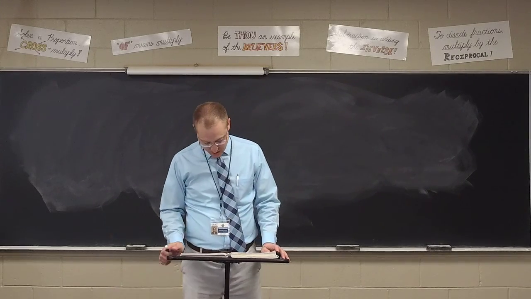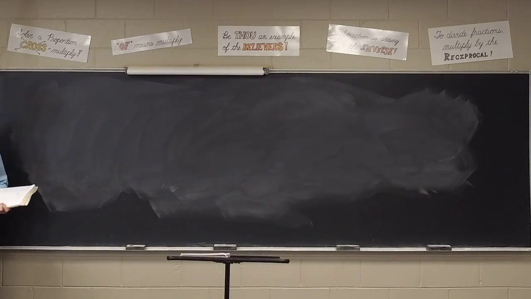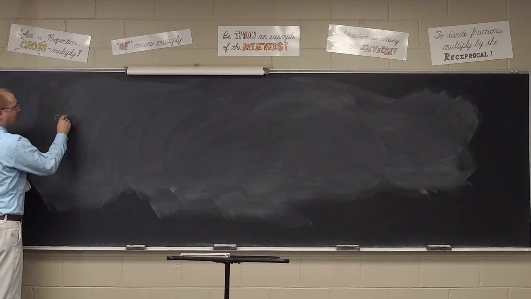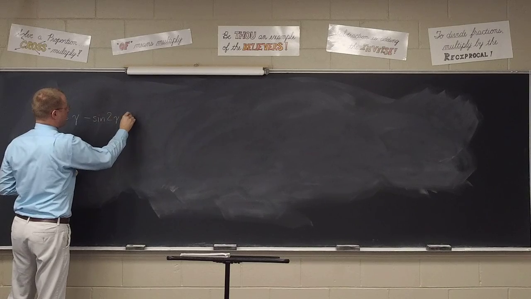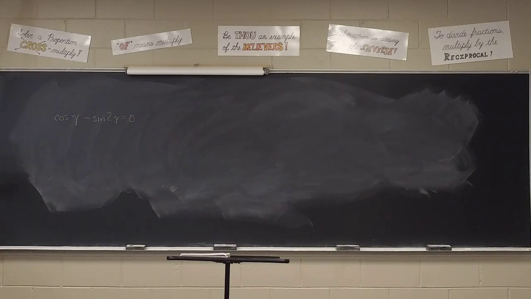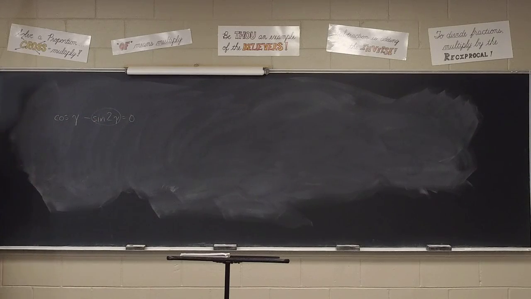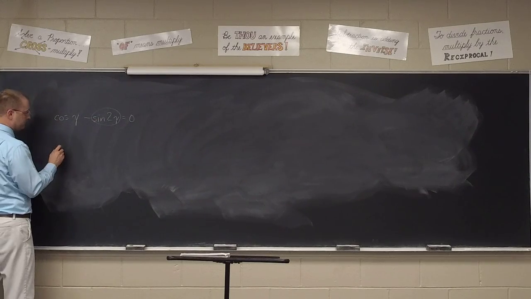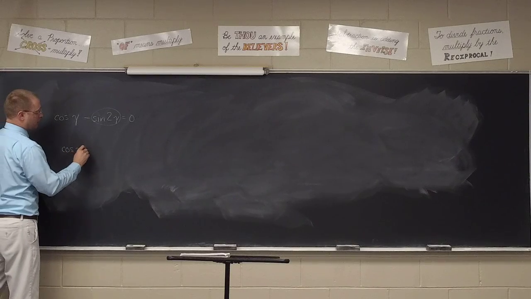All right. Page 145, numbers 33 and 35. Number 33, I thought was pretty straightforward if you just follow the steps that you've been given. With the cosine of gamma minus the sine of 2 gamma is equal to 0. And I told you that anytime you got a single angle and a double angle in the same problem, you've gotta do what, Chris? Get rid of the double angle. So what do I replace sine 2 gamma with? 2 sine cosine? There we go. 2 sine cosine.